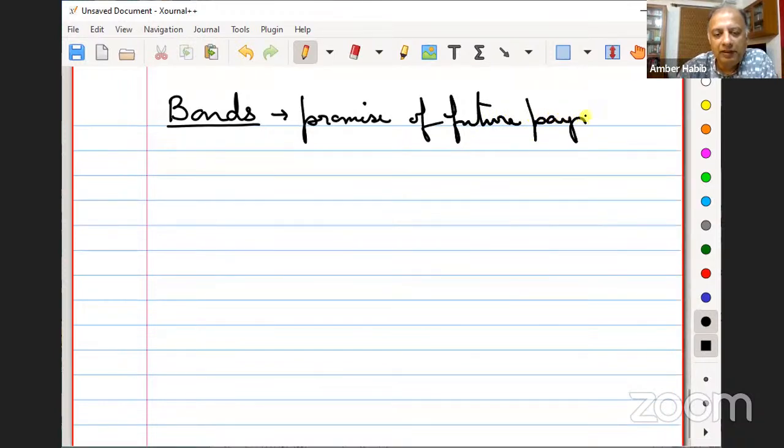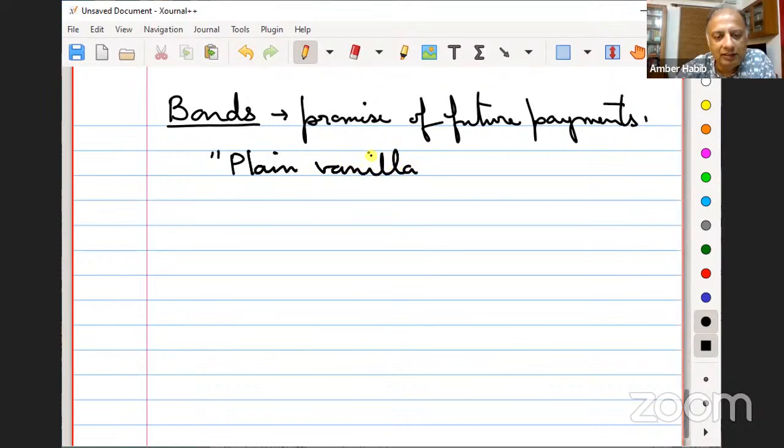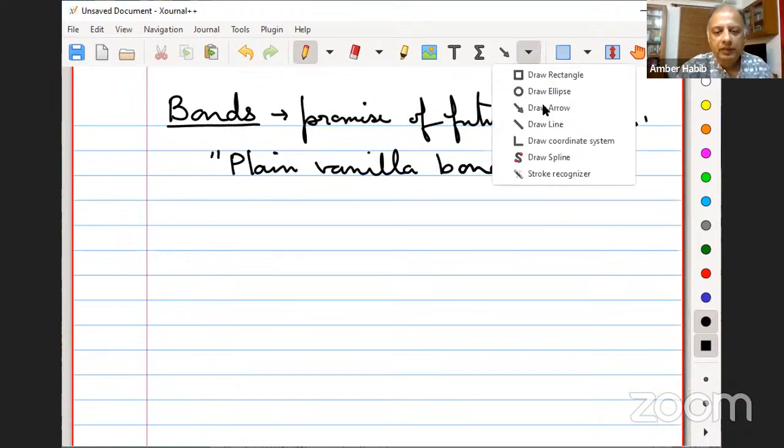Now, the promise could be very complicated, but today we will work with the simplest kind of bonds, what are called plain vanilla bonds. Right? So vanilla ice cream, the one which has no special flavors, so no complications. Okay. So what is such a bond?